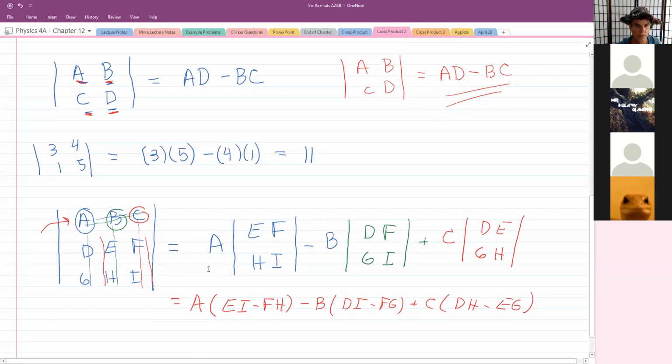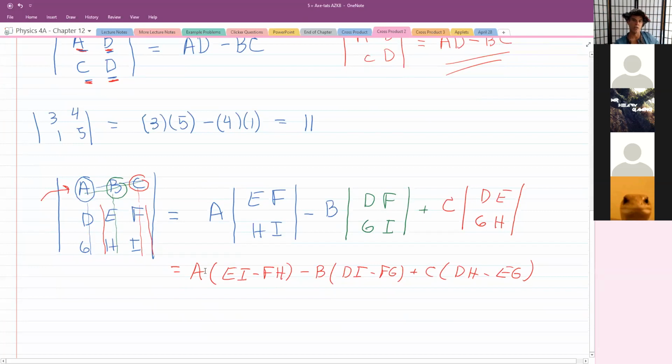Well, if you're doing a 3x3 matrix, what you do is, in essence, you turn that into 3 2x2 matrices. So you start with the very top right, and you get rid of the row and the column that A is in. And what you're left with is this 2x2, E F H I. And then B is next. You get rid of the row and the column that B is in, and you're left with D F G I.